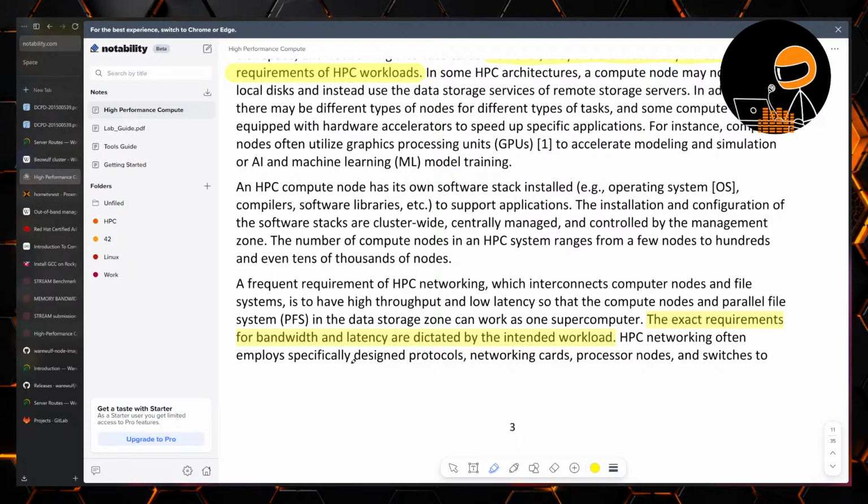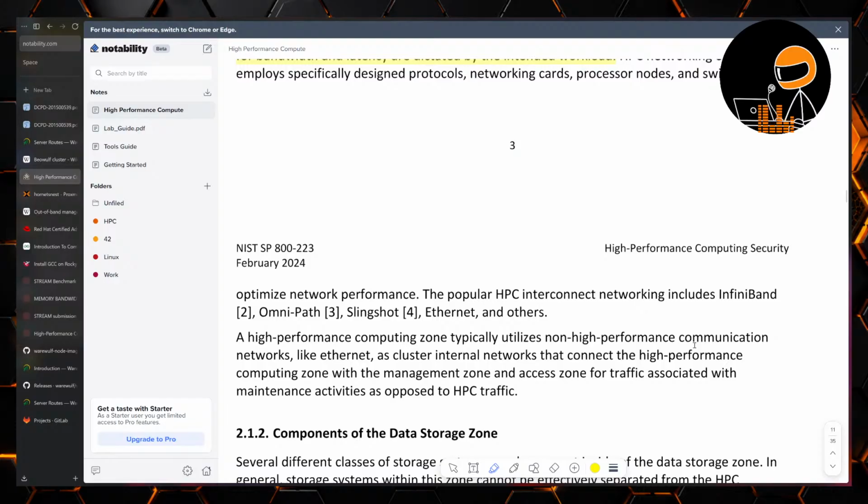HPC networking often employs specifically designed protocols, networking cards, processor nodes, and switches to optimize networking performance. The popular HPC interconnect networking includes InfiniBand, Omni-Path, Slingshot, so familiar, Ethernet, and others. Well, I have Ethernet at home, but I'm not familiar with Omni-Path, so that's new.